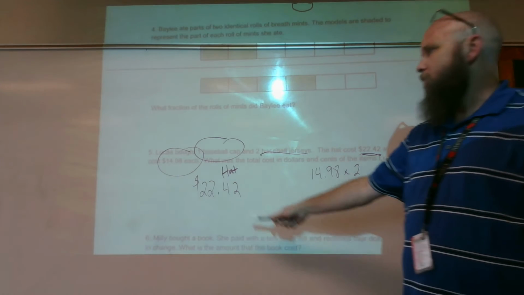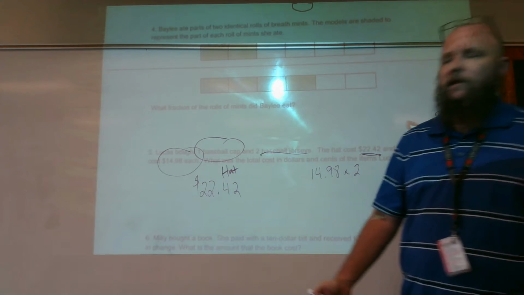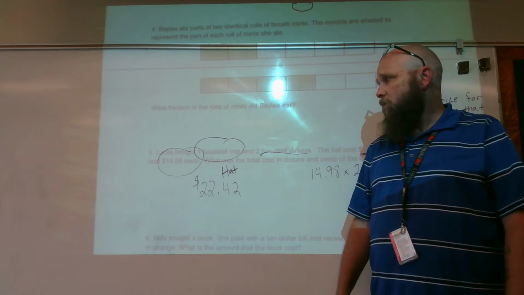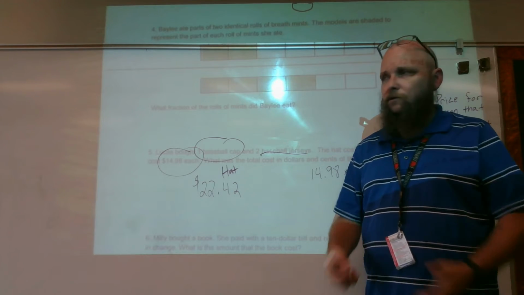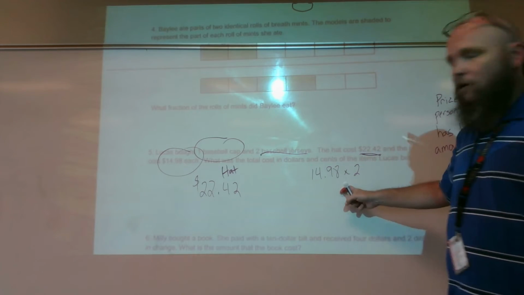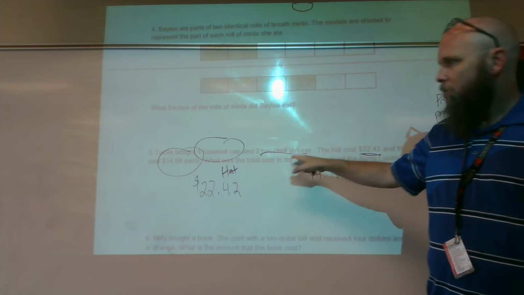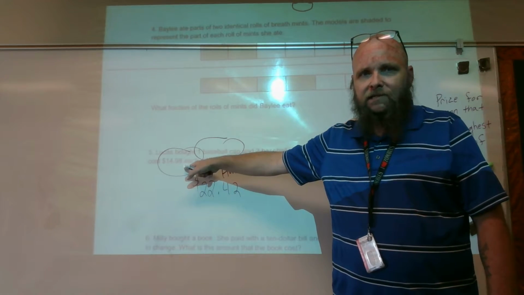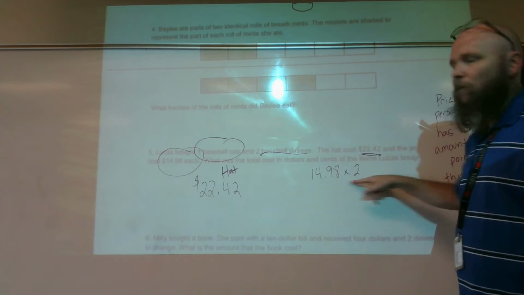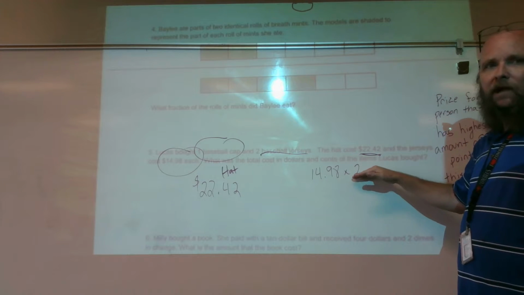So the total price of the hat was this. If you went to the register and just bought the hat, the cashier would say that's $22.42. And you'd give them $22.42, and then you'd take the hat. But he also bought 2 jerseys. It says 2 jerseys, $14.98 each. This is simple multiplication. You need to know how to multiply by a 1-digit factor.